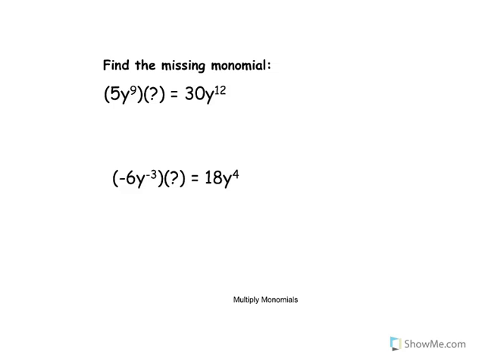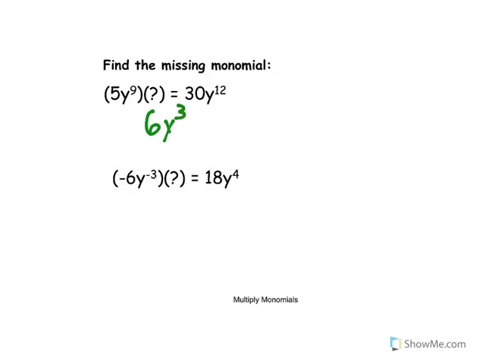Find the missing monomial, right? So 5y to the 9th times something is going to give us 30y to the 12th. So 5 times what gives me 30? 6. I've got 9 powers of y. I want to get up to 12 powers of y. I need to use 3 powers of y.